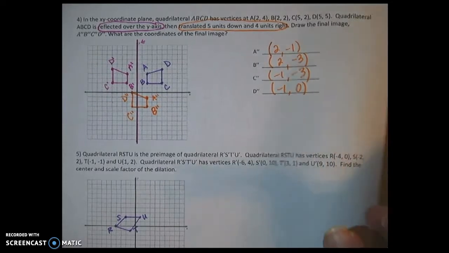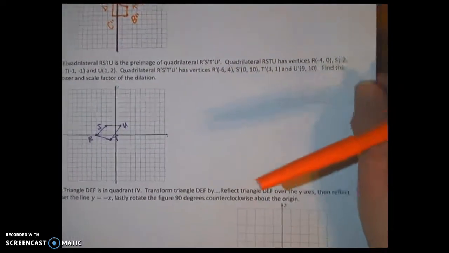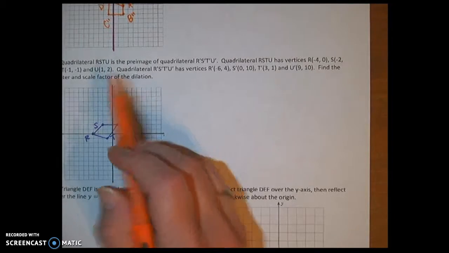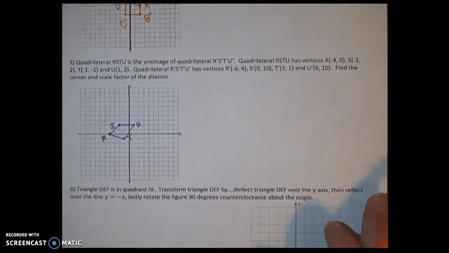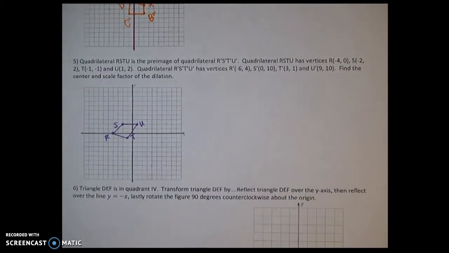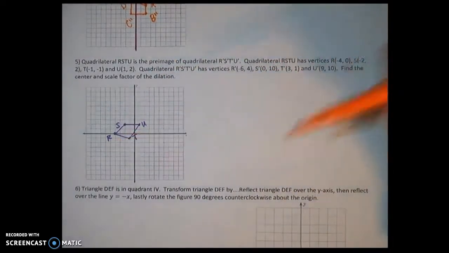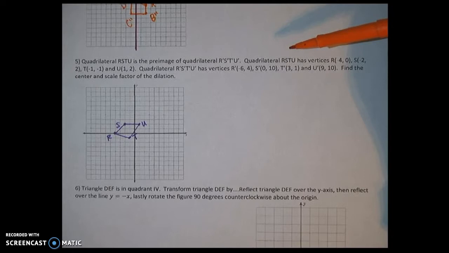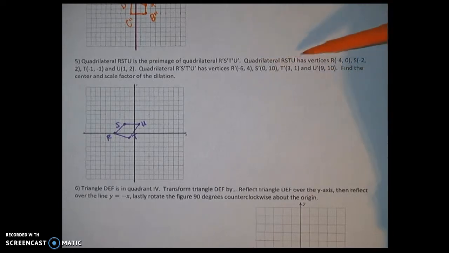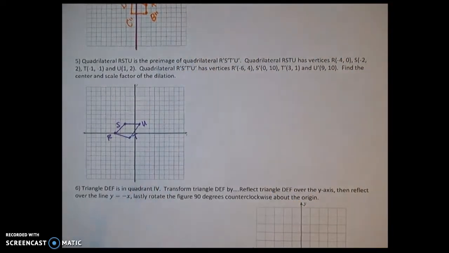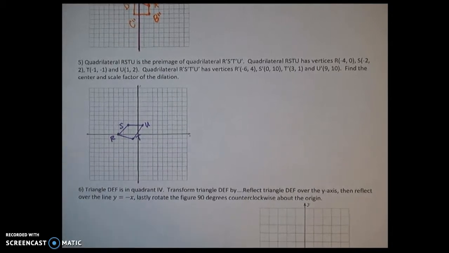Moving on to number 5. Number 5 gives you quadrilateral R, S, T, U, and it gives you the pre-image on the paper already. I already graphed that for you. And it actually does give you the quadrilateral R prime, S prime, T prime, U prime. So I'm going to go ahead and graph those now because I didn't before. So I'm going to go ahead and pause the video for a minute and go ahead and graph them yourself.